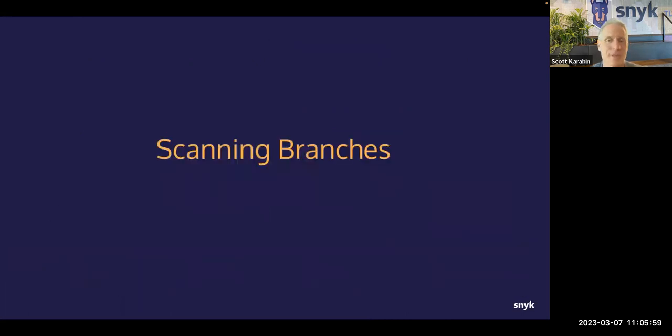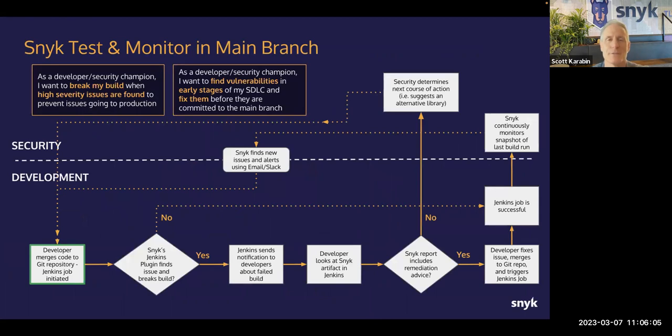So if we start thinking about branching and scanning branches with Snyk inside of the software development lifecycle, the workflow could be as simple as let's just test and monitor the main branch. As a developer, we'd want to scan that and be told when any issues are found before they could get to production for that main branch. So I'd like to know about those as soon as possible.